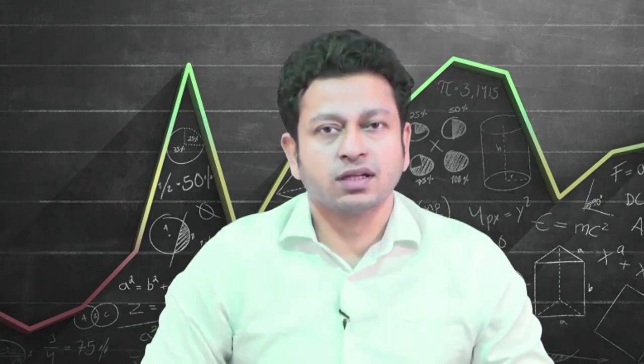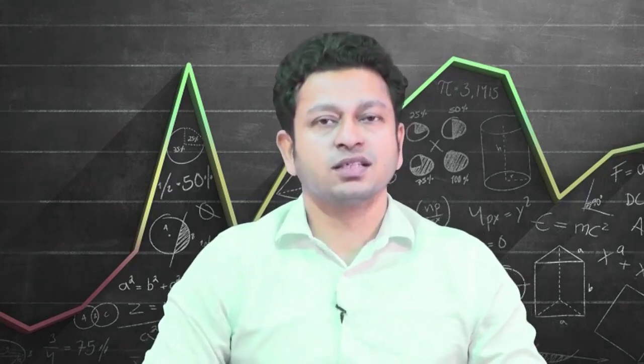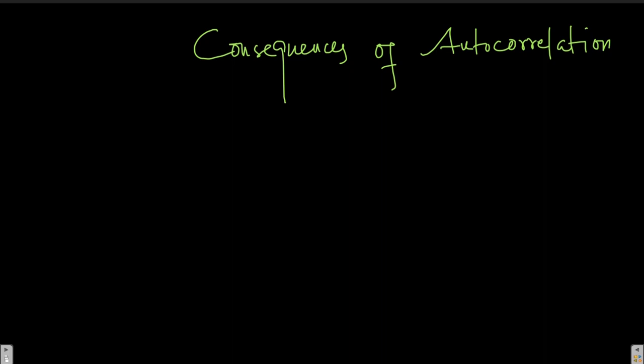Hello and welcome back to the lecture on applied econometrics. So in this lecture we are going to talk about autocorrelation, and in particular the consequences of autocorrelation. What happens if autocorrelation is present in my regression?